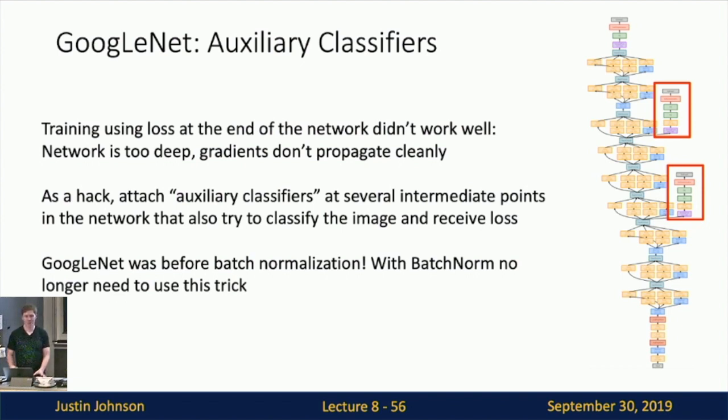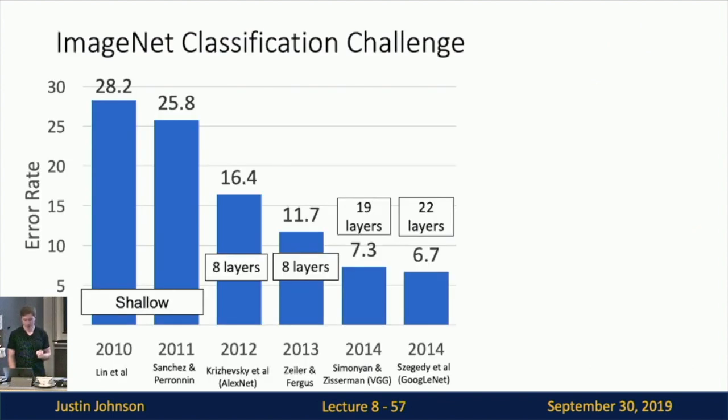So you can see that 2014 was kind of a dark time for neural network practitioners. You had to resort to all these crazy hacks to get your networks to converge once they got beyond a certain depth. Thankfully, things changed in 2015.